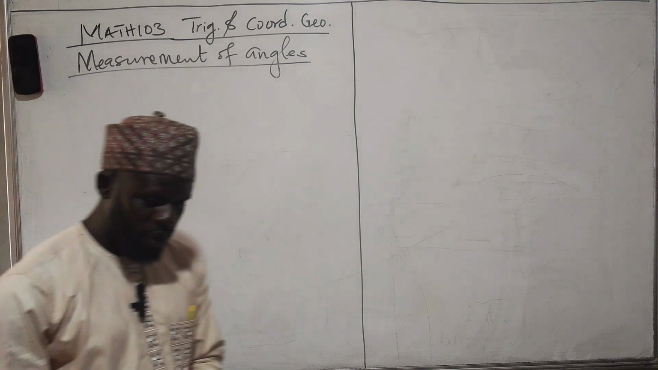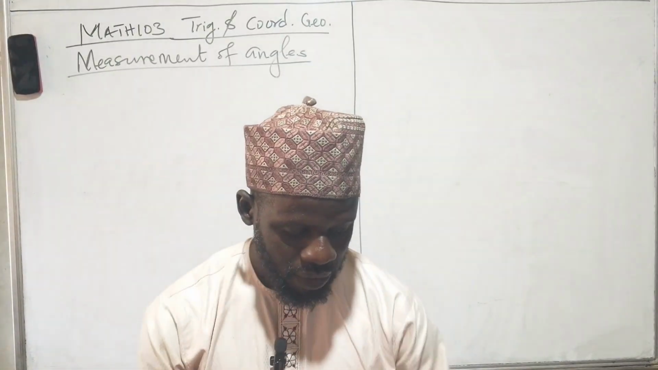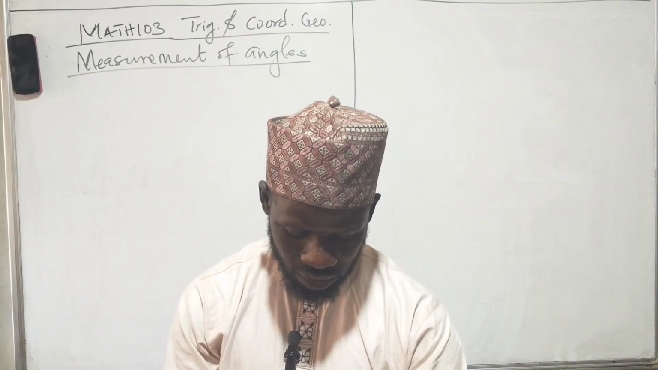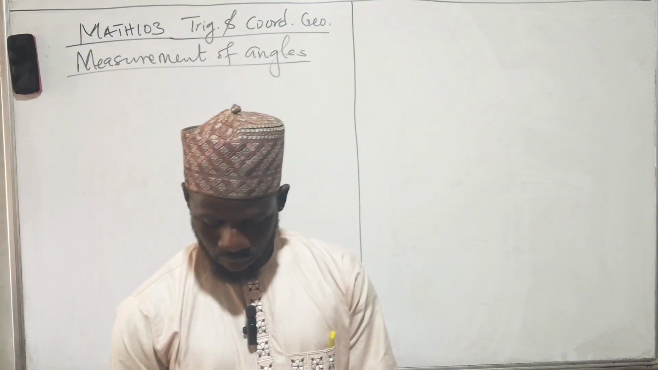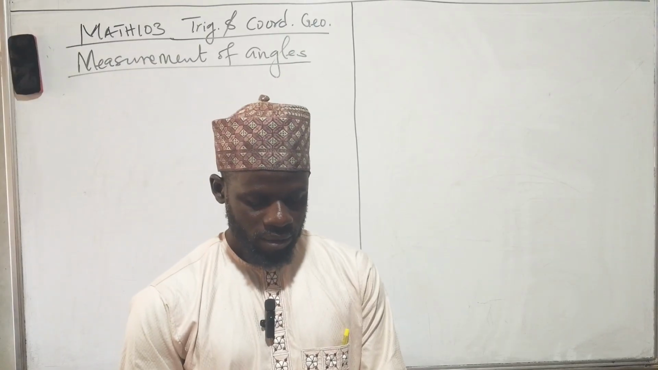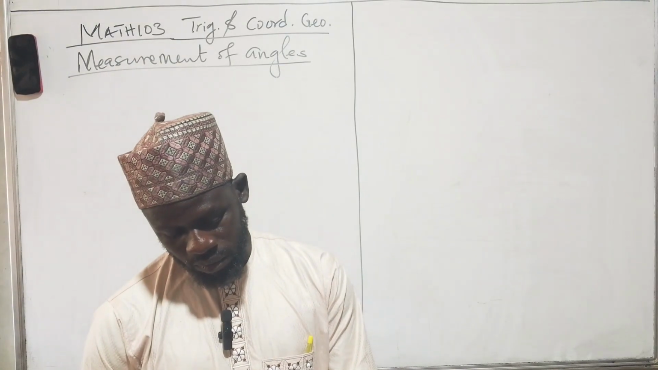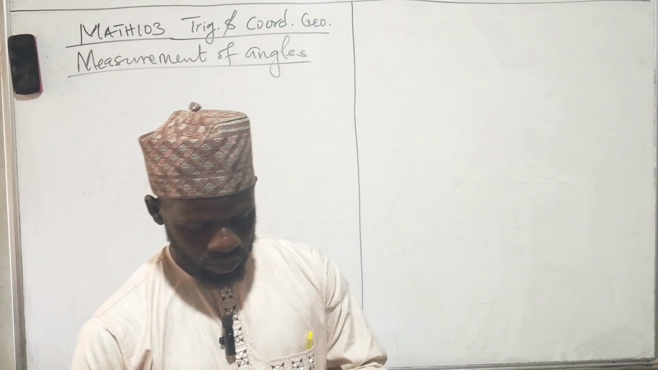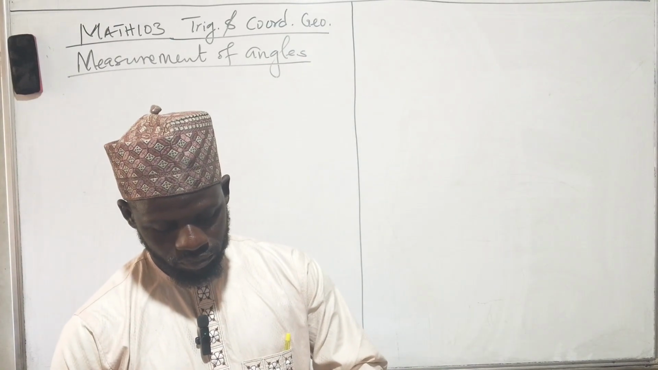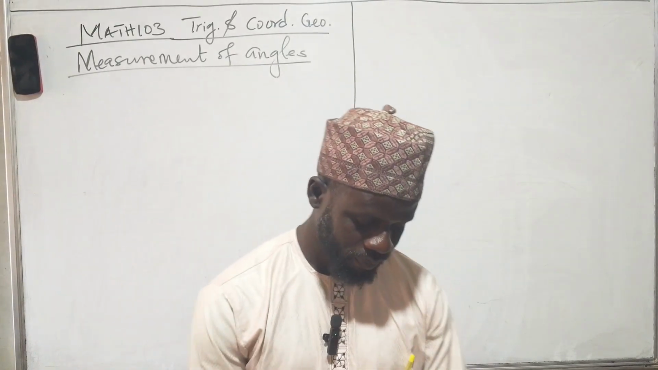So angles are measured in degrees, minutes, seconds, and in radian measures. So we are going to start with conversion of angles from degrees to minutes or from degrees to seconds.